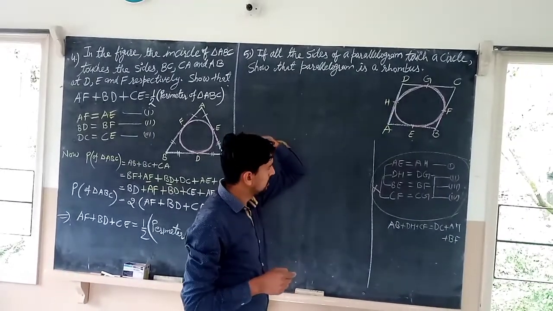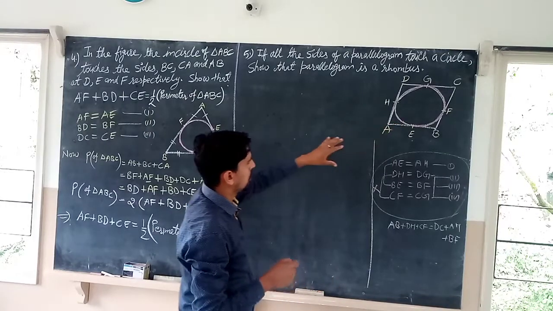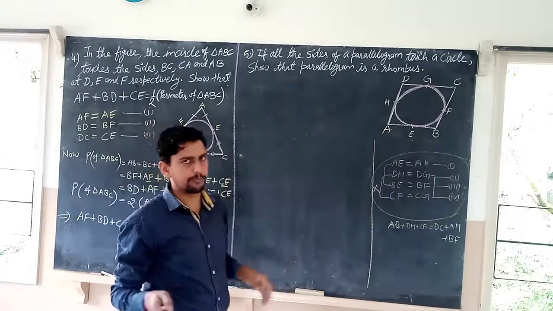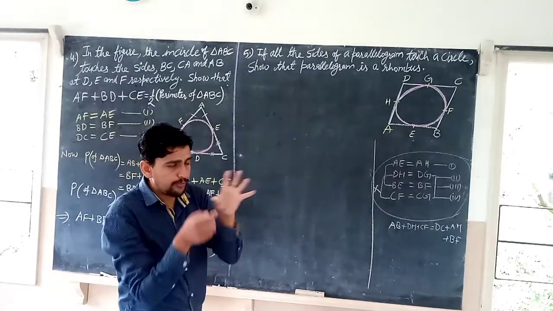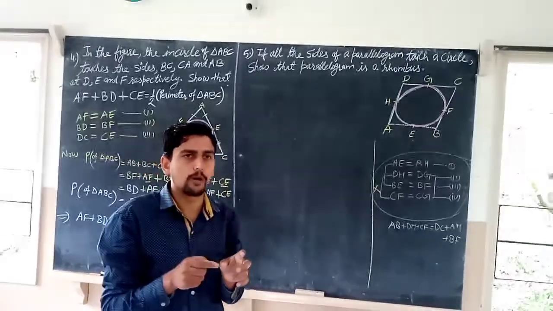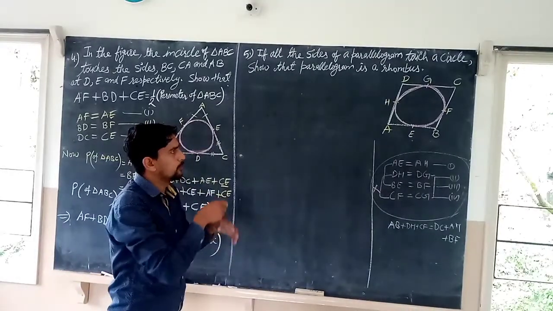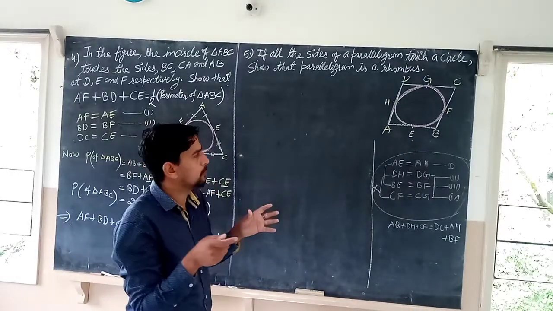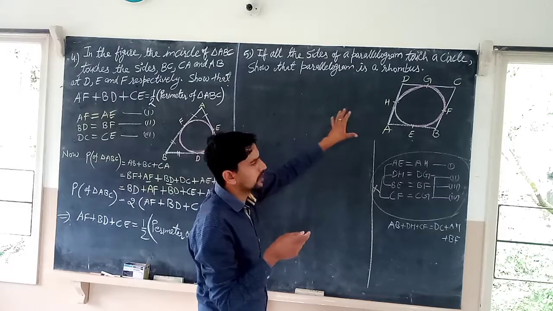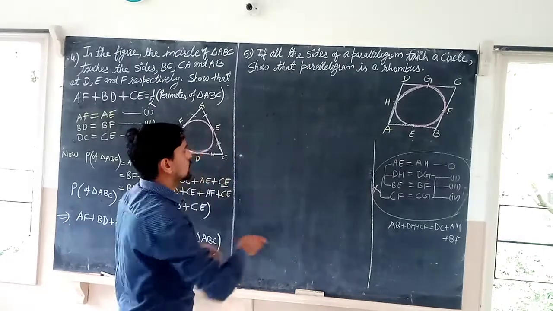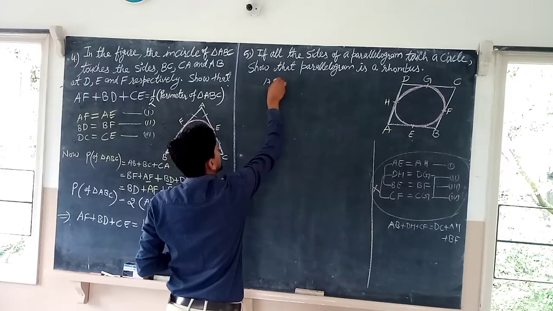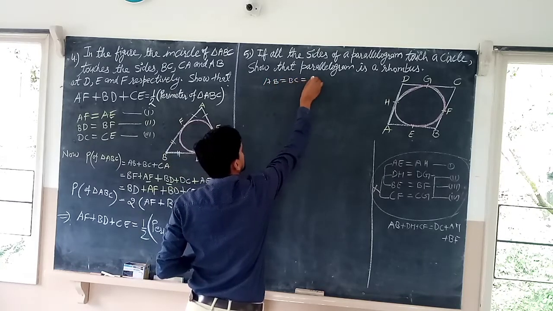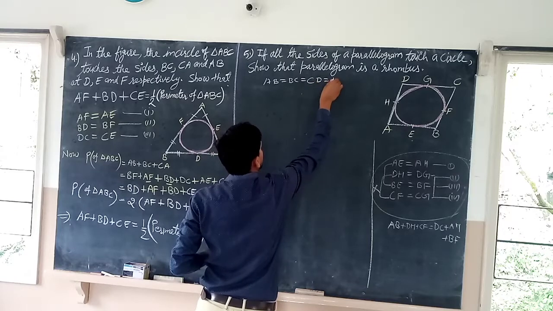This parallelogram, we have to show that this is a rhombus. So now we know the properties of a parallelogram and we know the properties of a rhombus. So that means if we need to prove a quadrilateral is a rhombus, what do we need? We need to prove that all the sides are equal. So that means we need to prove AB equal to BC equal to CD equal to DA.